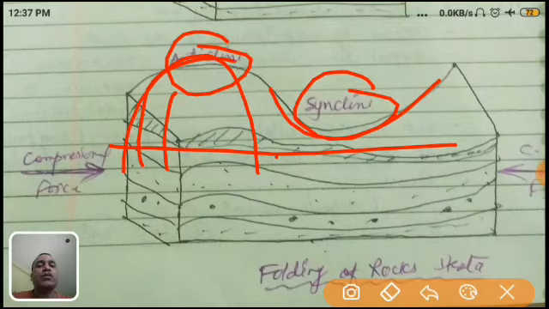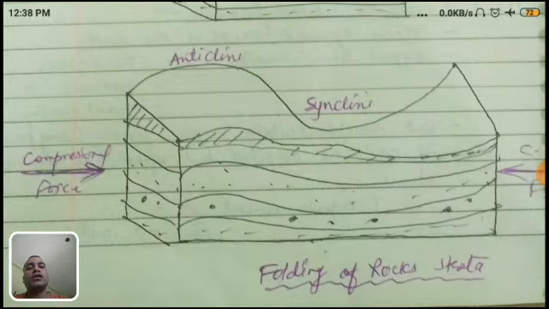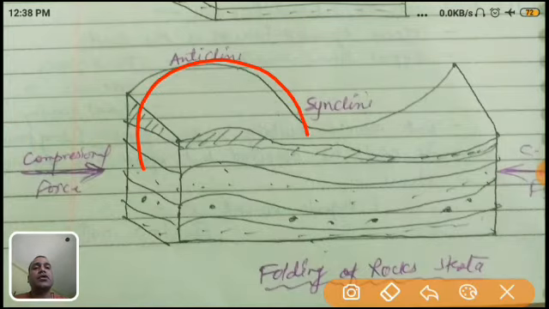Now this upward part forms a mountain. This structure is also called the fold mountain. And anticline and syncline are geographical structures. Finally, the structure which is generally called mountains is the fold mountains.